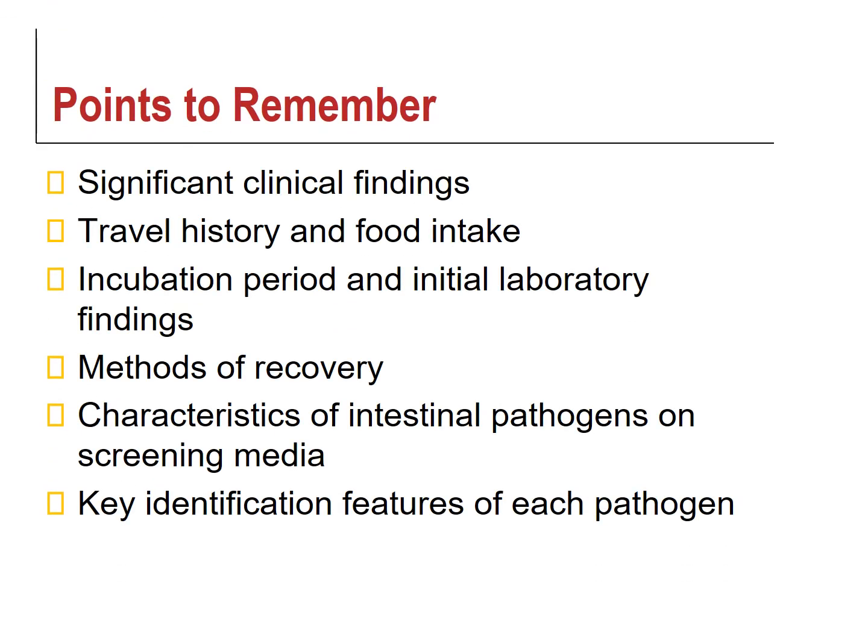So points to remember from this part of the lecture. Make sure that you recognize the significant clinical findings, and what are those? The pathogenic mechanism based on the incubation period, travel history, and food intake, as well as initial laboratory findings, such as are there white blood cells and red blood cells in the stool. Remember the methods of recovery that we're now going to be talking about, and do review the characteristics of the mentioned intestinal pathogens on screening media, and we'll review some of the key identification features of each of these pathogens. So we'll see you in part 2.